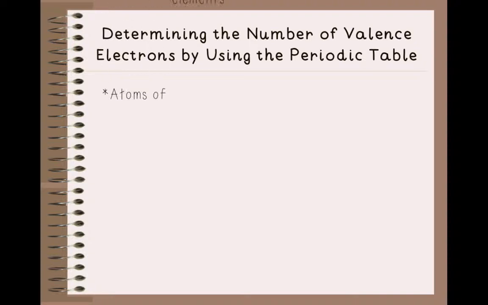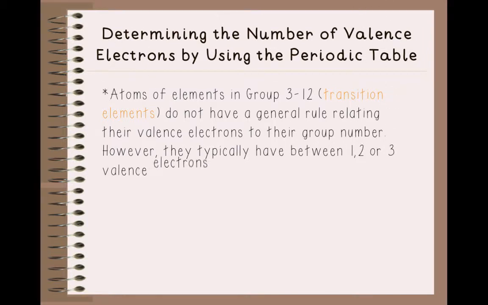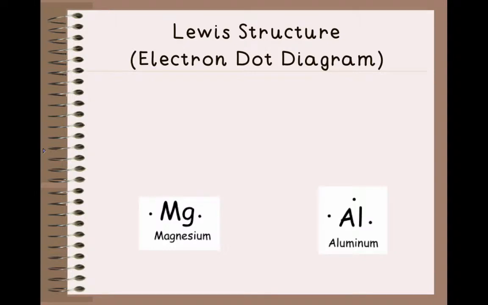But there is something to be said about the elements in group 3 to 12, the transition elements, because they do not have a general rule. However, we do need to memorize that they typically have between 1, 2, or 3 valence electrons. So when you have to determine the number of valence electrons that they have, you can say either 1, 2, or 3.